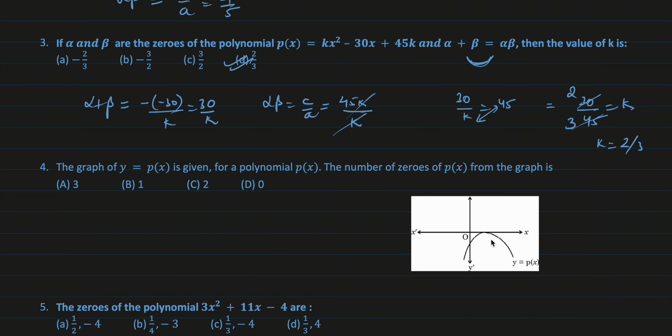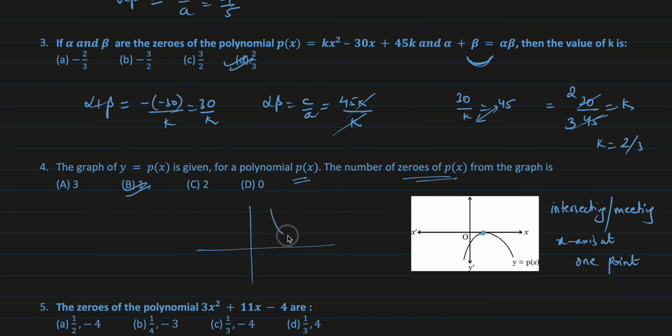Now here let's look at the graph. This graph is intersecting or meeting the x-axis at one point only, correct? It is meeting at only one point. There are no other points. The graph of y equals p(x) is given for a polynomial p(x). Now the number of zeros here from the graph is only 1 because it is intersecting at only one point. Okay. Sometimes if there is a graph like that, it means no zero because it's not meeting the x-axis. Got it? And it's a polynomial in x only. Fine. So I hope this concept is clear regarding graphs.